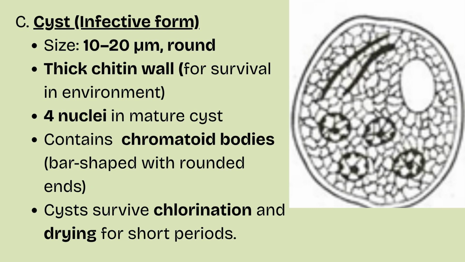Cyst is the infective stage responsible for transmission to a new host. Cysts are 10 to 20 micrometers in size, round, and protected by a thick chitin wall which helps them to survive harsh conditions like chlorinated water and outside the body for several days. A matured cyst contains 4 nuclei and chromatoid bodies, which are bar-shaped structures seen during development. These cysts are passed out in feces and infect the next person who ingests contaminated food or water.